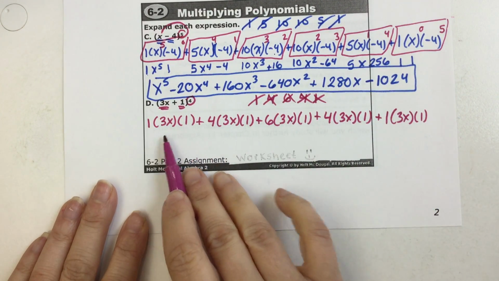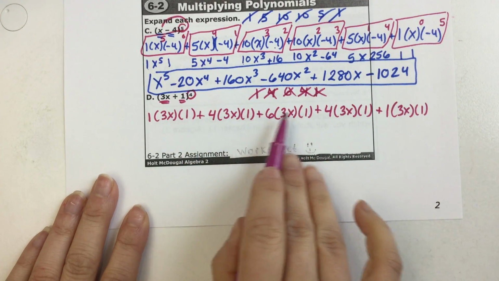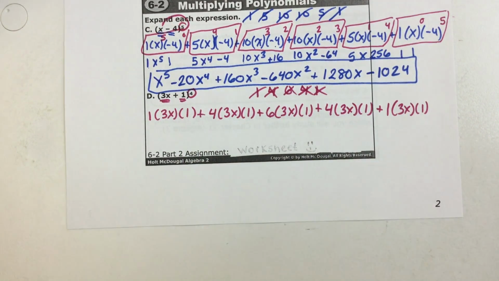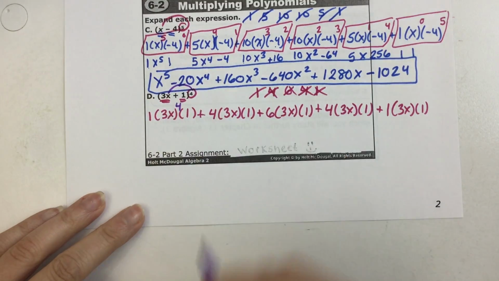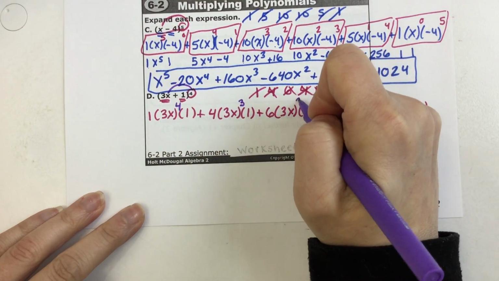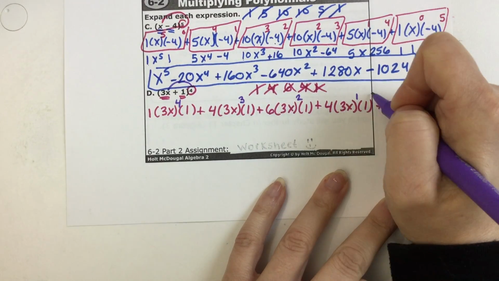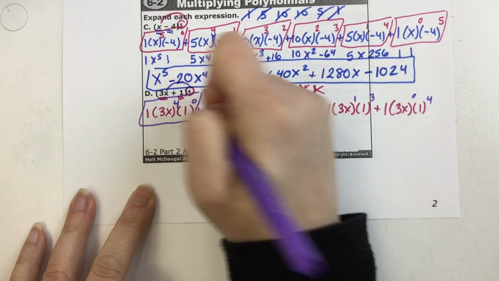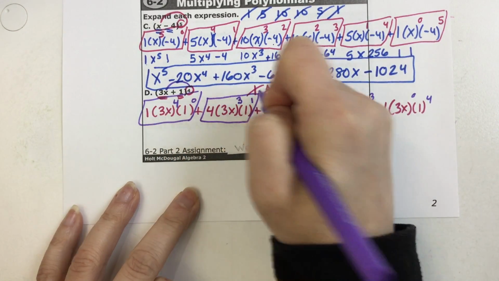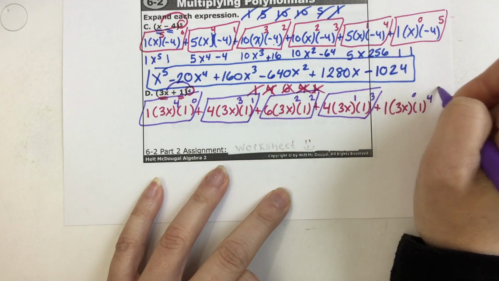So notice I do have 1, 4, 6, 4, 1. The first thing behind them is always the first term of the binomial, 3x. The second thing of the binomial is a positive 1. That's what ends the whole thing. At this point, we need to go ahead and add the exponents. So a 4 goes to the first term, which is a 3x. So 3x gets a 4, then a 3, then a 2, then a 1, then a 0. The 1 gets the 4, then a 3, then a 2, then a 1, then a 0. Here's a chunk that will give me one term. This will give me the second term. This will give me the third, the fourth, and the fifth.